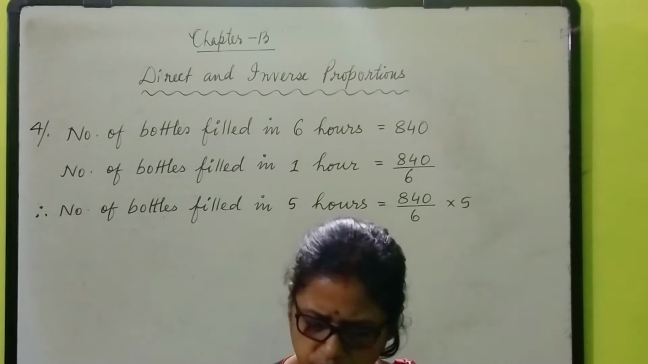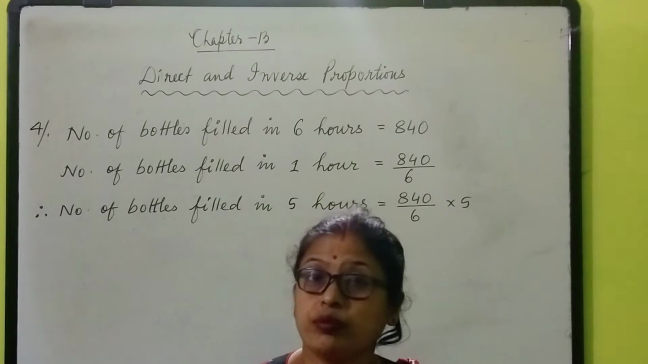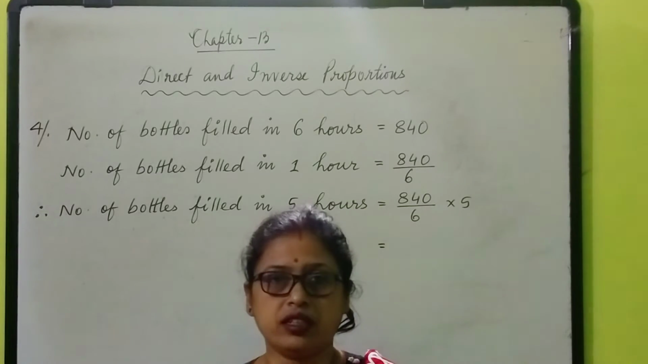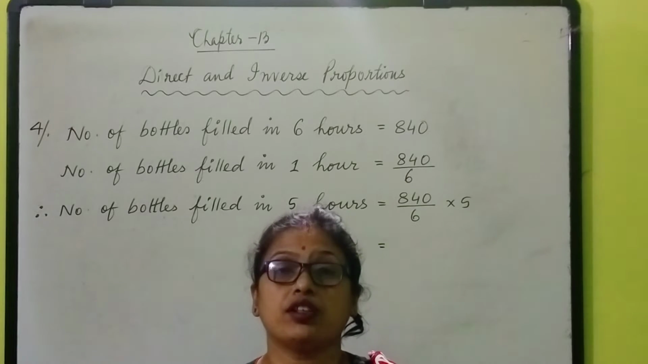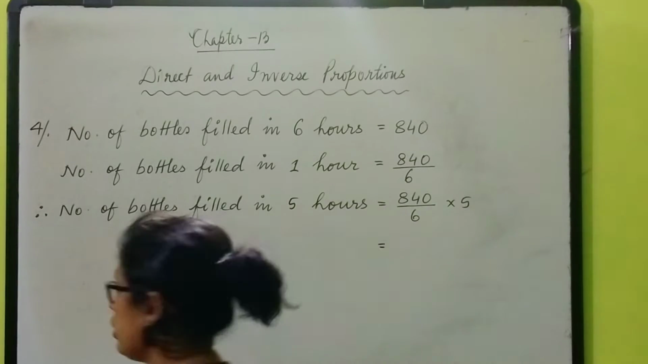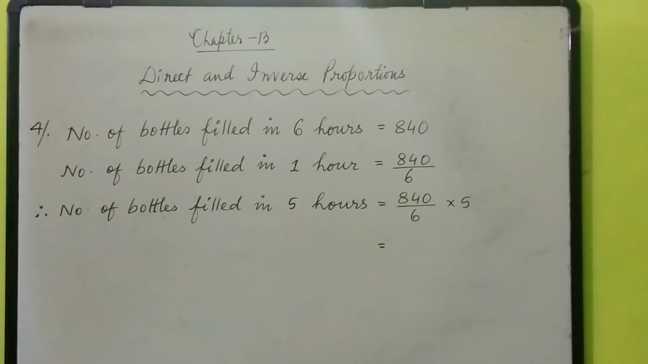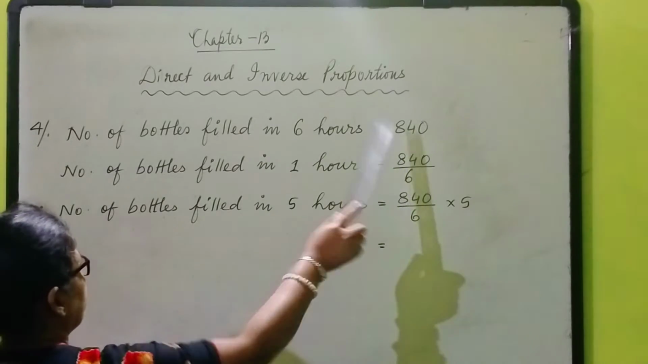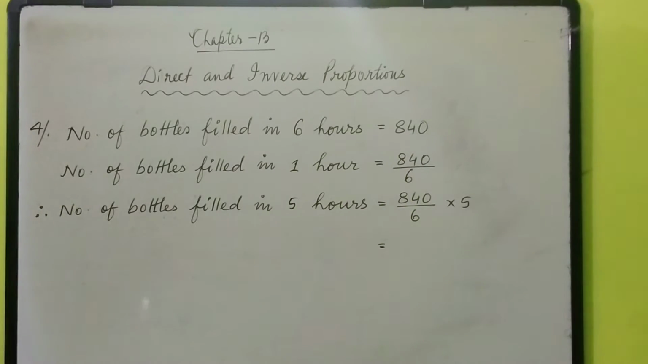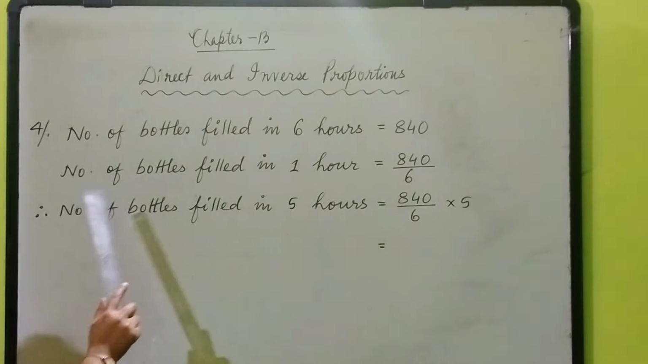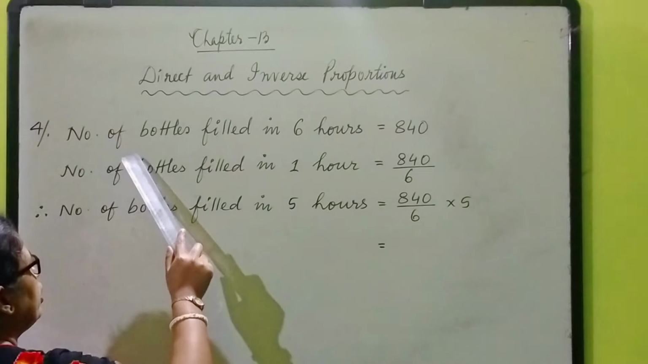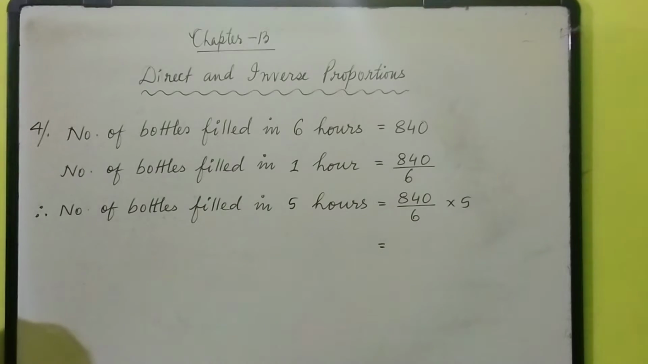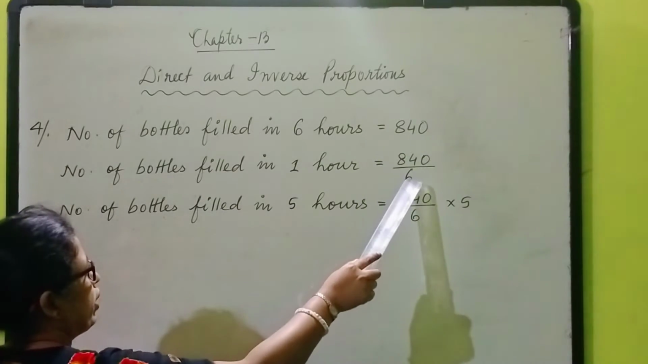Got it? Now what do you have to find? The number of bottles. So the given sentence will be arranged in such a way that the number of bottles comes after the sign of equal to. See here, I have already done it. Number of bottles filled in 6 hours is 840. So we will use the unitary method. First we find the value of 1, the number of bottles filled in 1 hour. If the number of bottles filled in 6 hours is 840, the number filled in 1 hour will decrease. Decrease means divide, so 840 divided by 6.